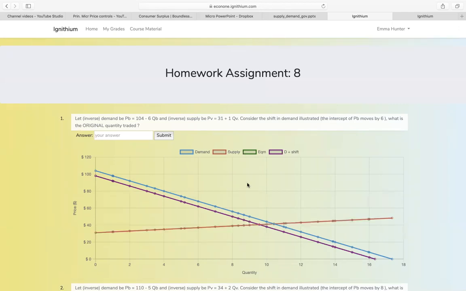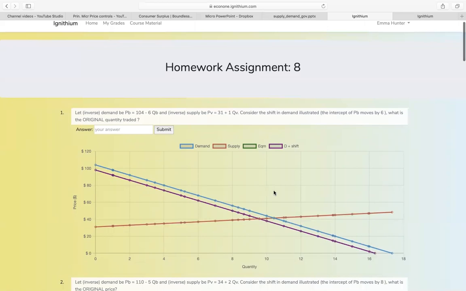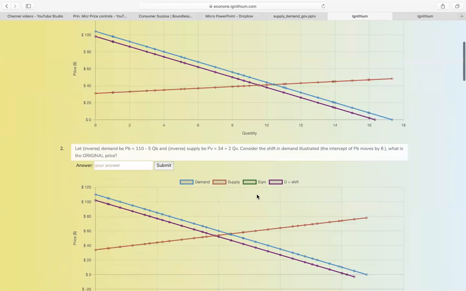So here, originally, they're asking you to compare equilibria. You guys should be able to do that now. The original equilibrium is where the original demand curve and the original supply curve cross. So I don't even need the shifted one for the original one. Question number 2, what's the original price?